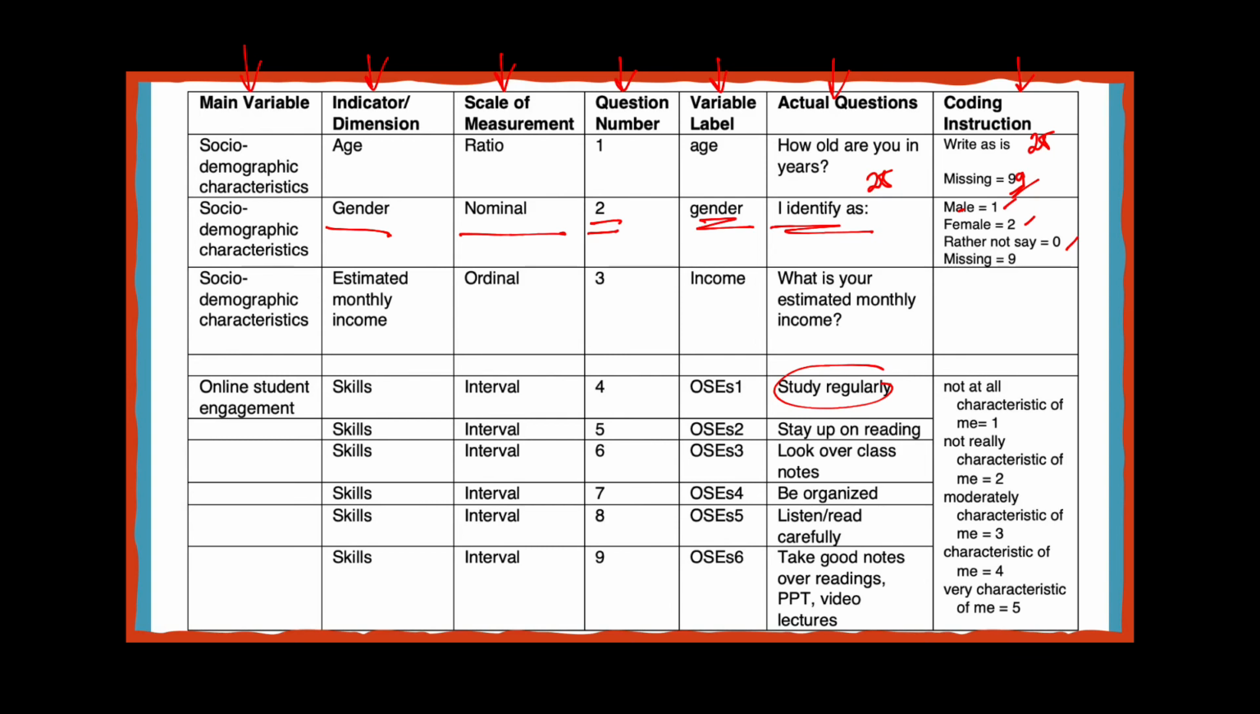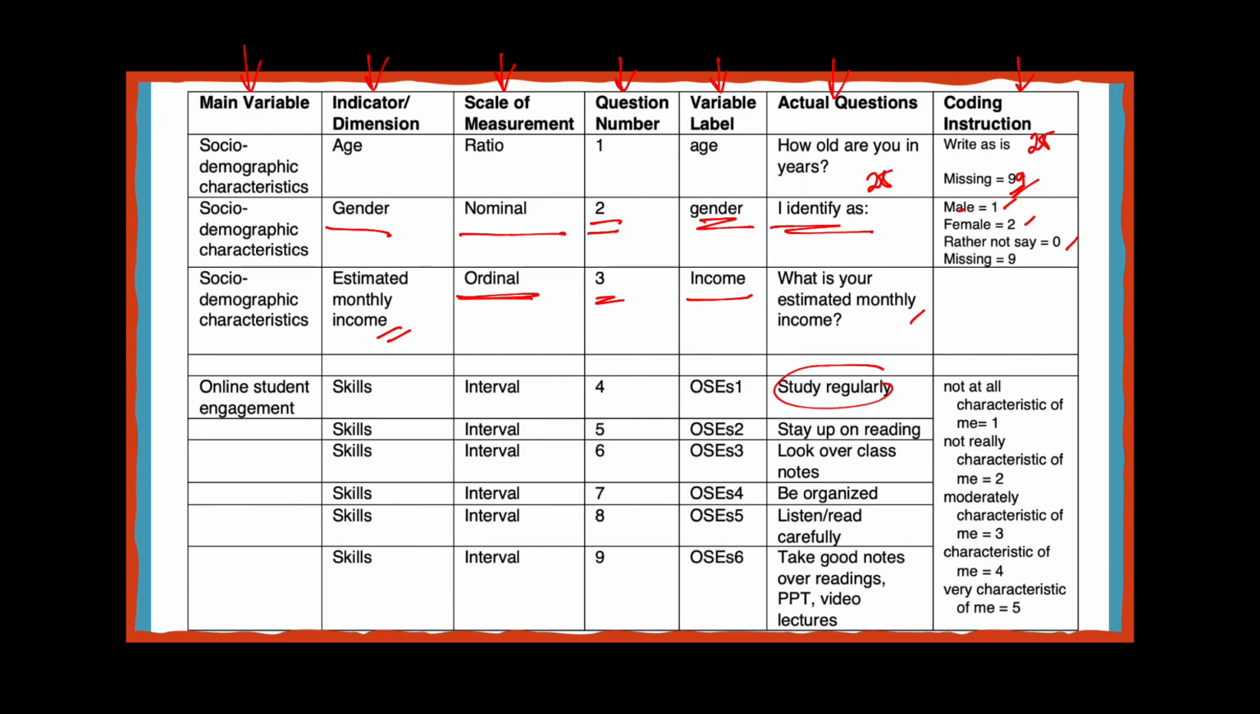No, and then we have, for example, estimated monthly income. Since we're going to ask this as income brackets, then they could be ordinal, and then you write which question number it is, question number 3, and then the variable label. Since we cannot use the whole estimated monthly income, we can just use the word income. And then the question is, what is your estimated monthly income? And then you will assign a number for each bracket.